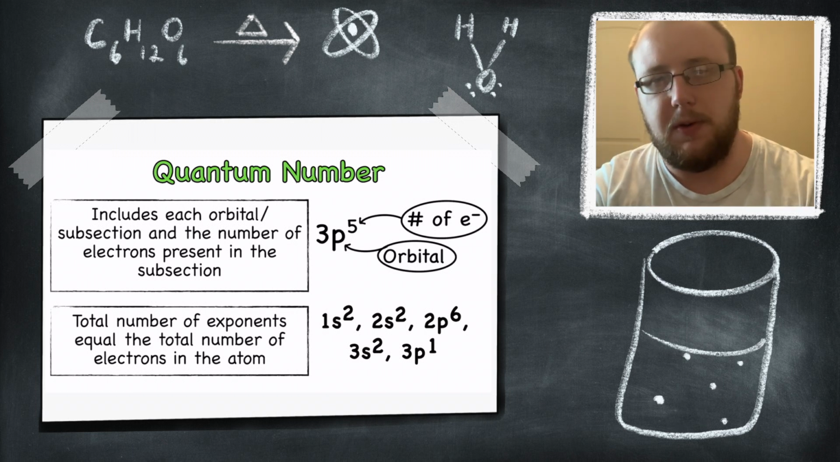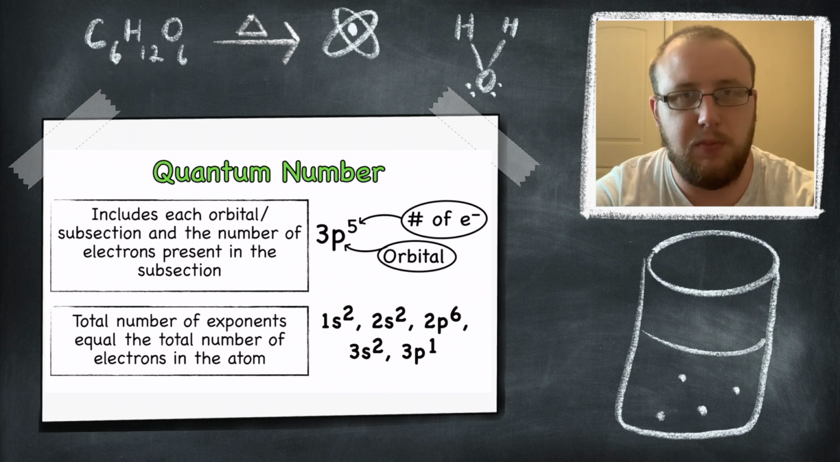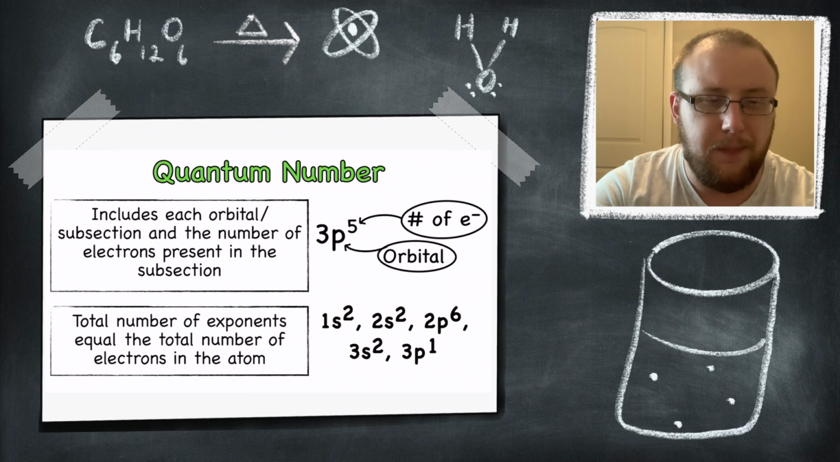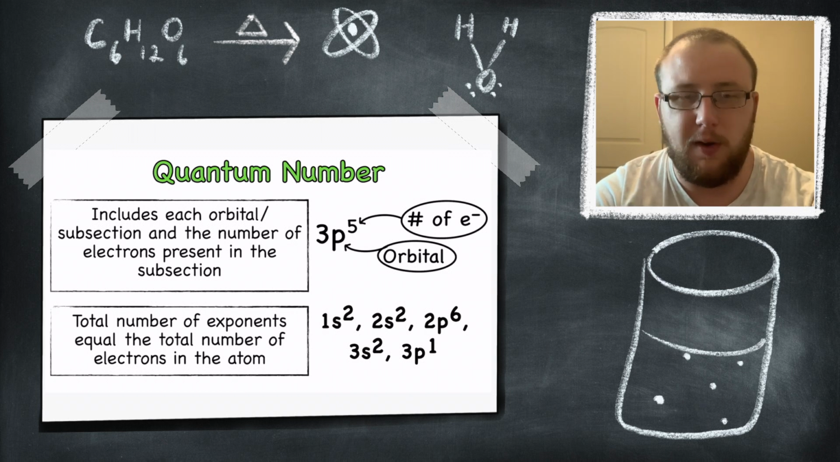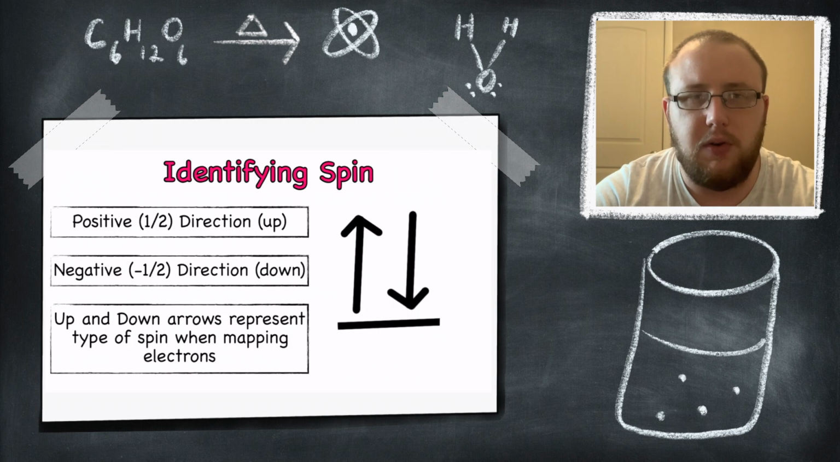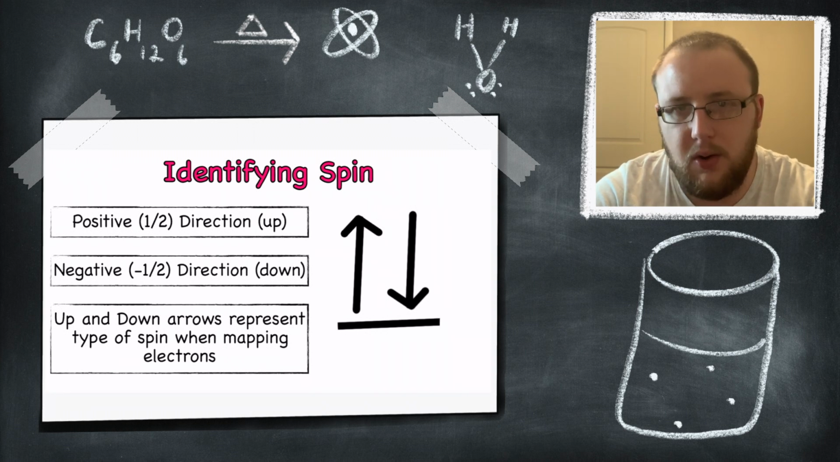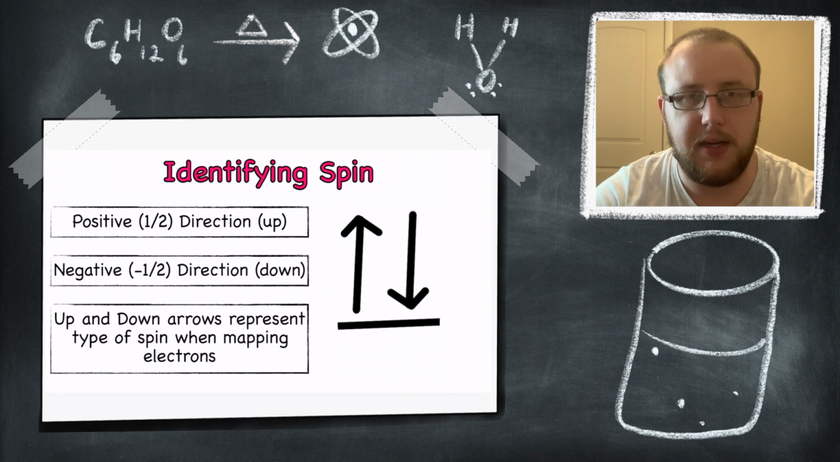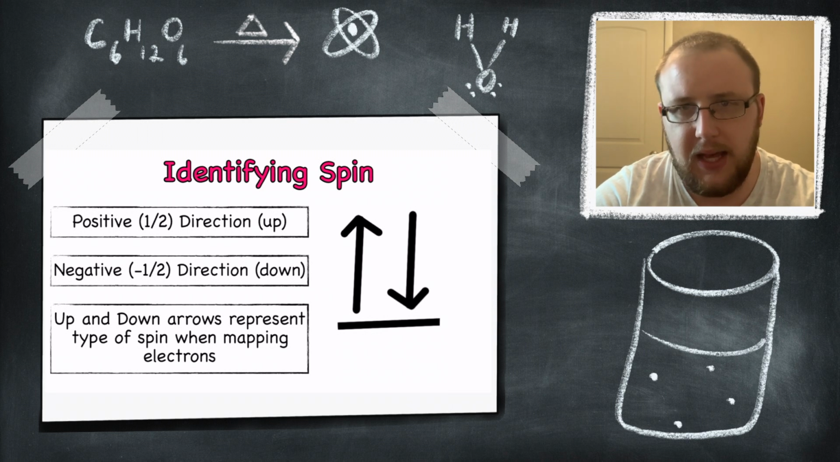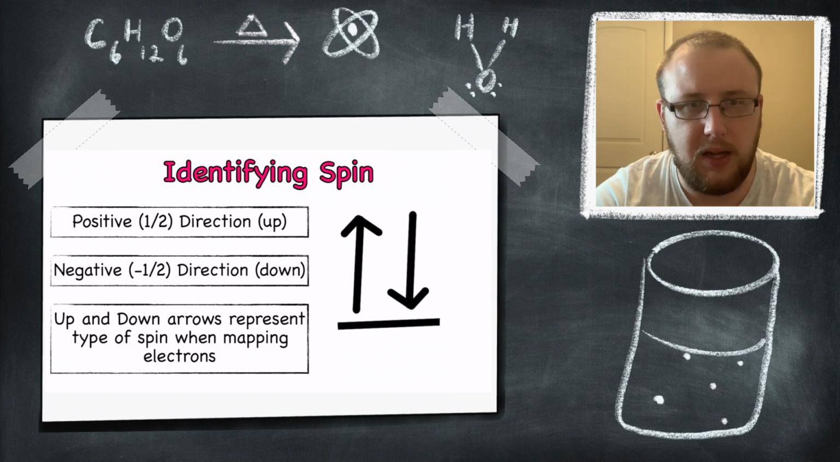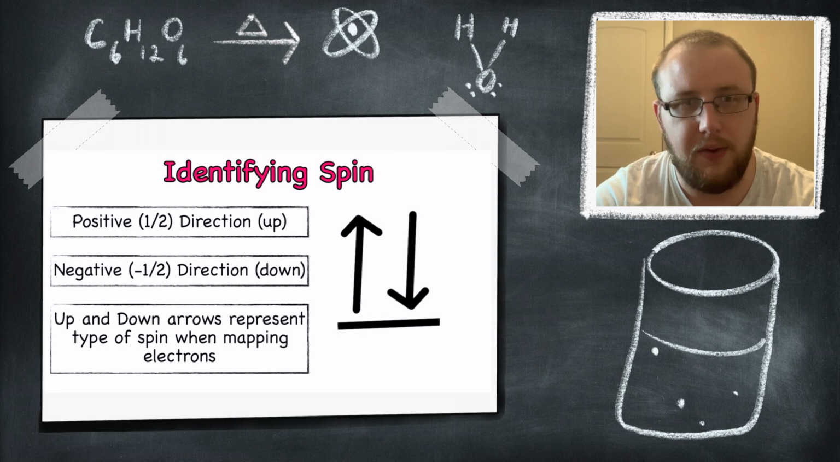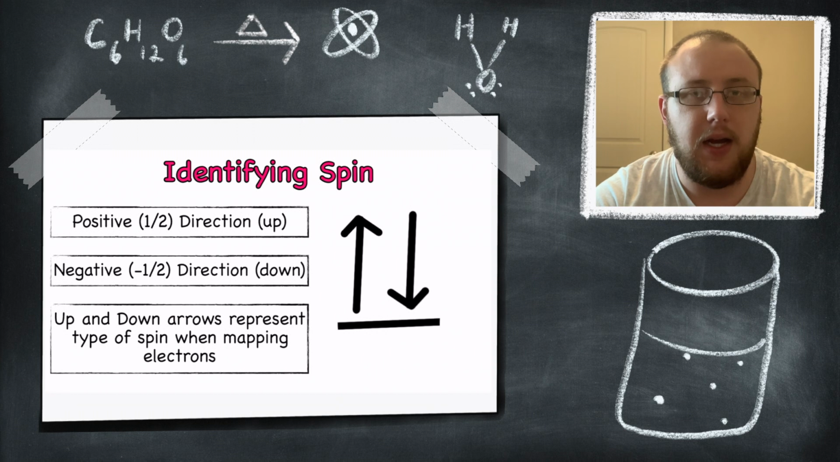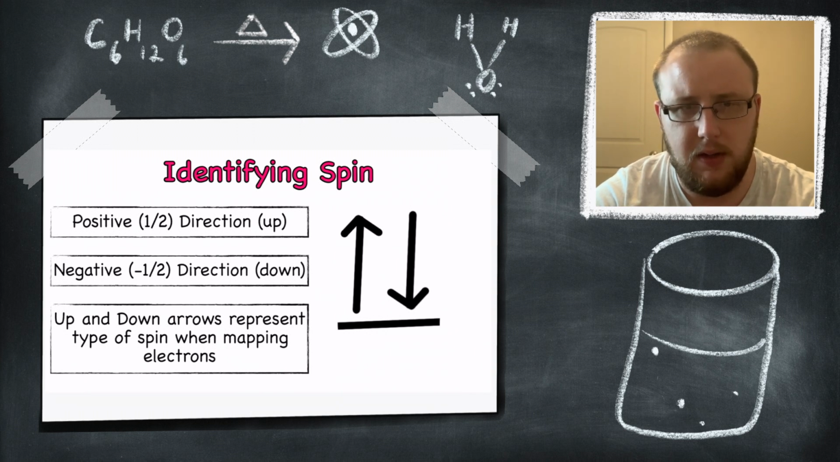That's the quantum number. Told you, we're diving into some deep water. Now, we're going to go a step farther. If you weren't confused already, we're going to throw spin into it. If you didn't know, electrons can spin. They can spin either in the positive direction or the negative direction. We quantify that numerically with a positive 1/2 or a negative 1/2. We also show this visually by having an up arrow for the positive direction and a down arrow for the negative direction.